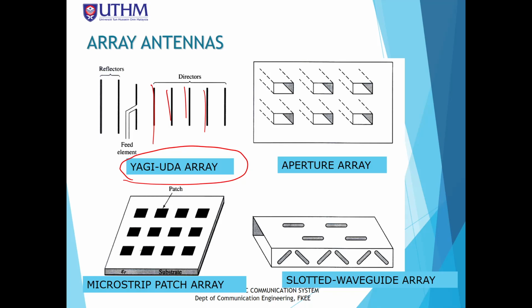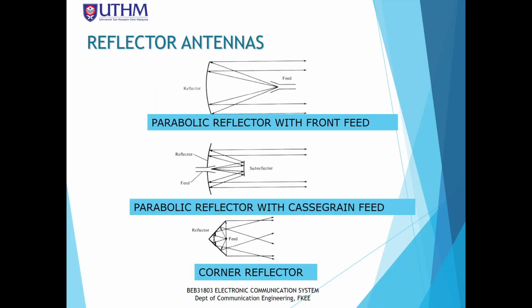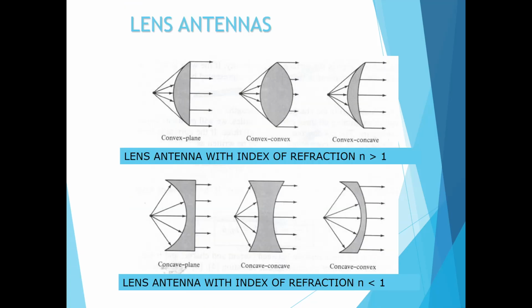Even now we can use a Yagi Uda antenna, but if we do, that means we need a decoder in order to get the digital channel. Okay, kalau kita nak dapatkan digital channel, kita masih boleh menggunakan Yagi Uda antenna, but we need to have a decoder to decode the signal so that we can get a digital channel. Okay, and then reflector antennas. So this is a kind of reflector antenna, lens antenna.